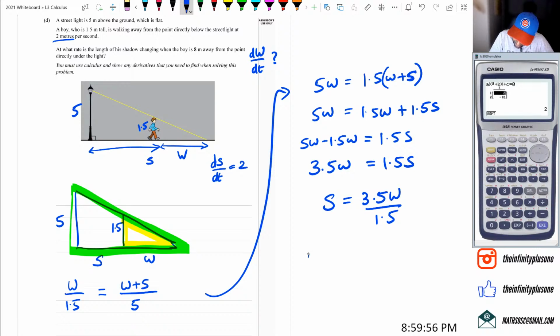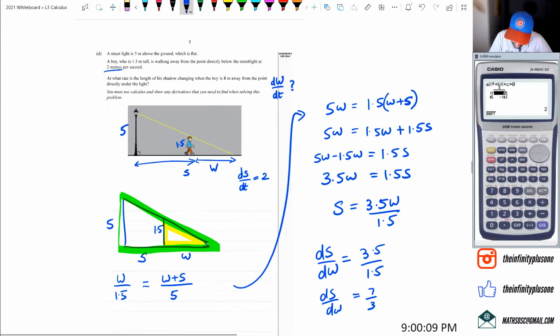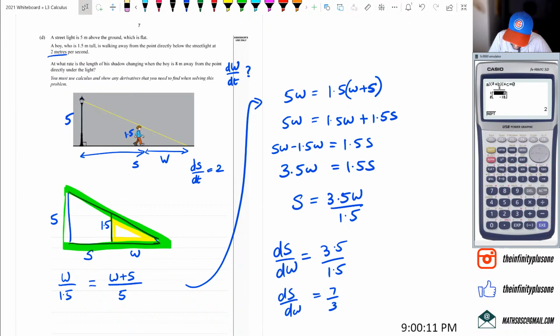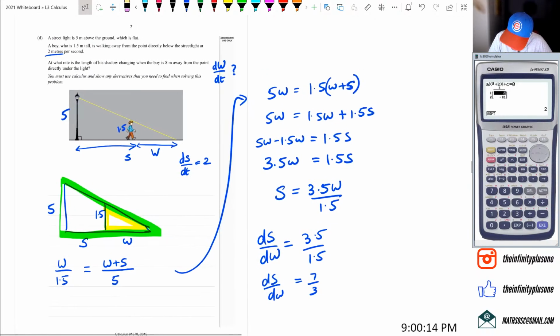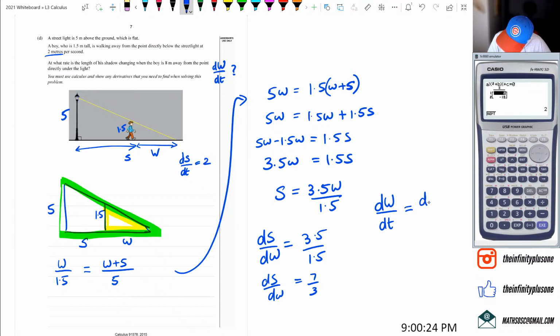Basically what happens here is we can write ds dw is then just going to be 3.5 divided by 1.5, or in this case it's going to be 7 over 3. Just bear with me, because this is not as tricky as what it looks like. It's just annoying, that's all. Now we want to find out what dw dt is, which means we can rewrite this. So we're going to flip this.